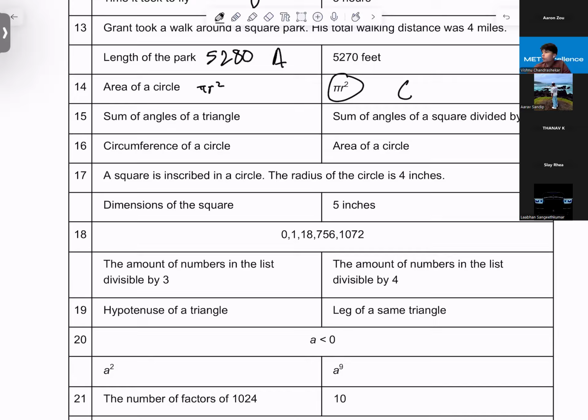Okay, so continuing on, the sum of all angles in a triangle is equal to 180 degrees, and the sum of all angles in a square is 360. So 360 divided by 2 is equal to 180. So therefore, A and B are equal.